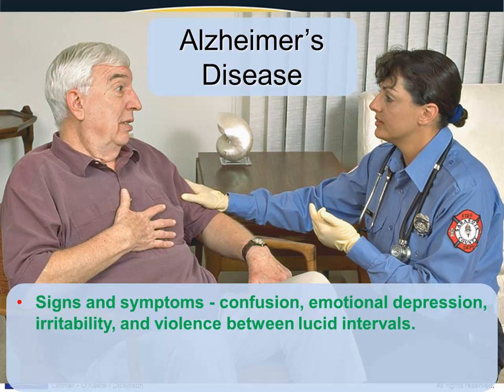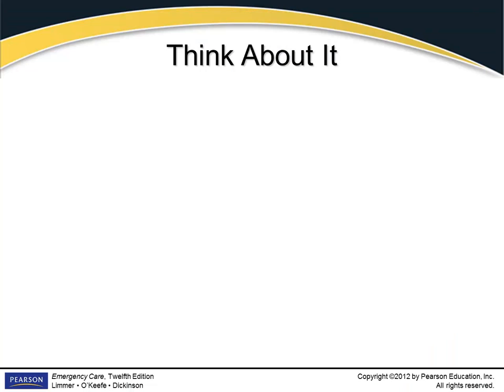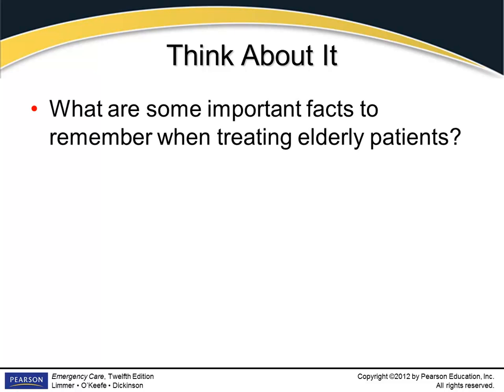The patient's confused. They may be depressed. They may be violent. They have lucid periods where they may appear normal and they think normally, and then they'll have a very violent or irritable spell after that. Your care, compassion. Recognize that if they are very irritable or cranky or aggressive, they can't help it. It's just like a patient with a head injury. If they're hypoxic from a head injury, they may not be able to help the way they're responding.